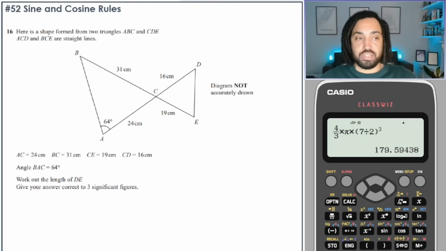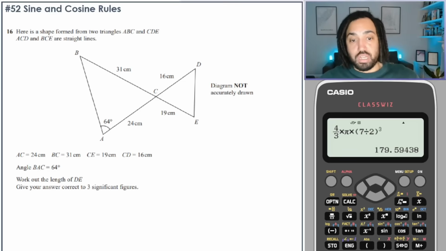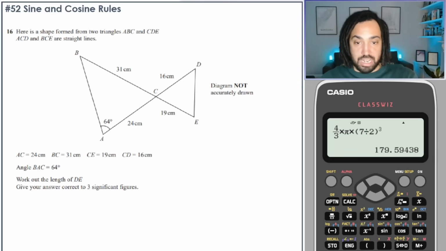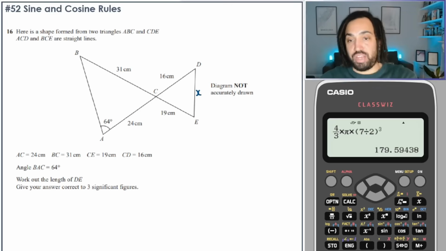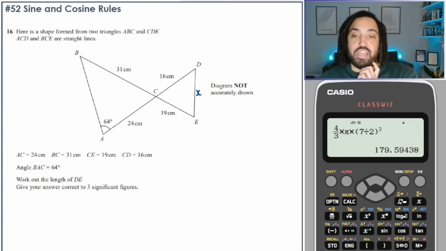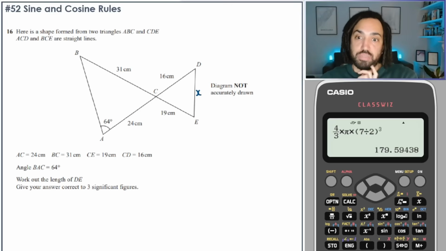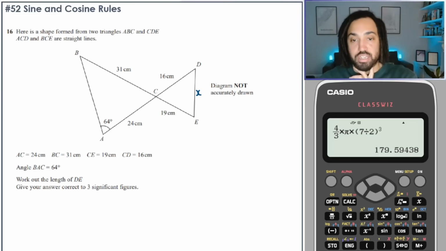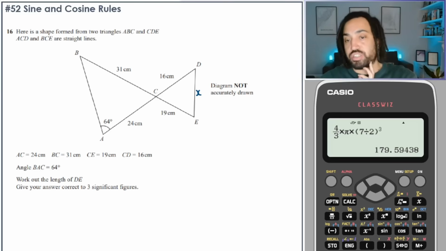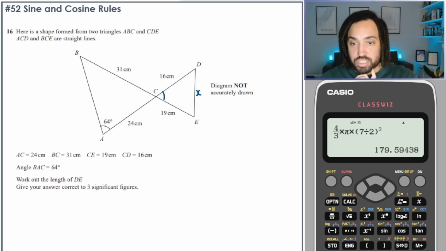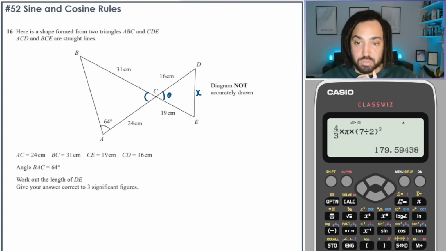Okay, sine and cosine rules. What have we got going on here? We've got angle 64 down there. We have just 2 triangles. It says work out the length of DE. So DE is this one over here. Let's call that X. Okay, so we're going to have to use some information in the left-hand triangle to then transfer it to the right-hand triangle. And I assume we're going to need to find this angle here because that will be the same as that angle there.